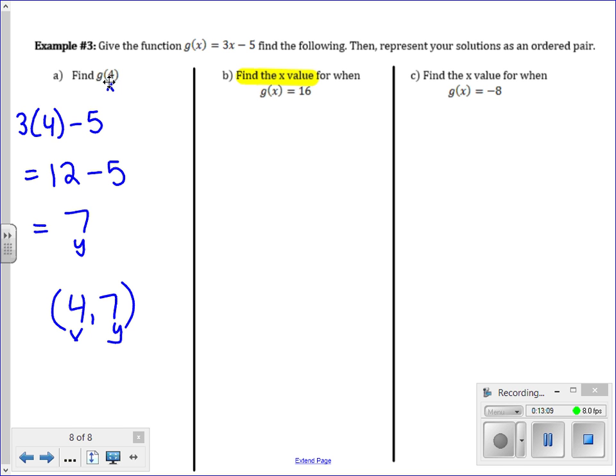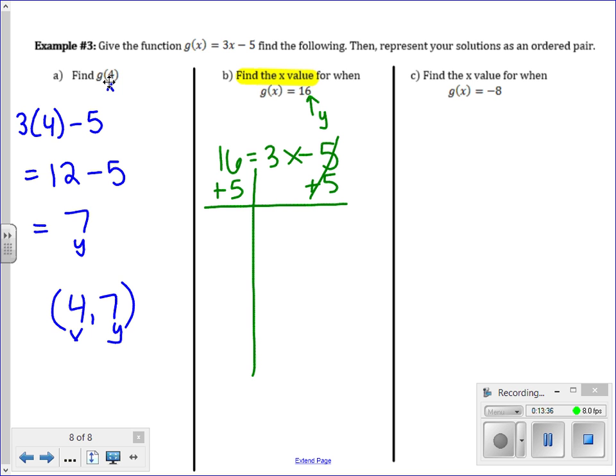In B, the directions say to find the x value for when g of x equals 16. So remember, if they're asking me for an x value and they tell me what the function equals, that means they're giving me the y value. So I have to set 16 equal to the whole equation so that I can solve that equation for x. So to solve that equation, I keep things organized, and I go ahead and start by moving the 5, adding 5 to both sides. All right, 16 plus 5 is 21.